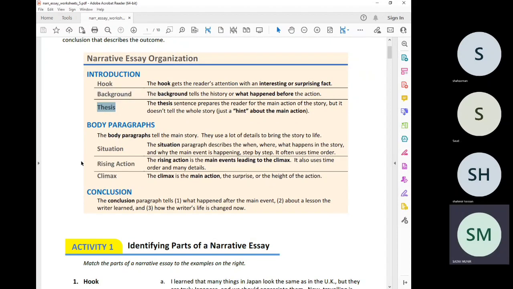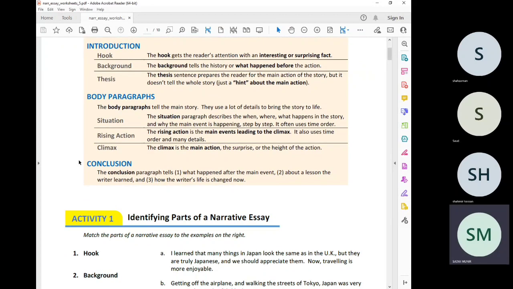Then, as far as body paragraphs or the middle part of the essay is concerned, it's the main story, right? It uses lots of details to bring the story to life. First, there is the situation, then rising action, and then finally, there is the climax. The situation paragraph describes the when, where, and what happened in the story.